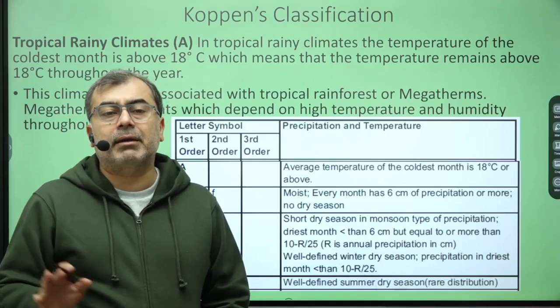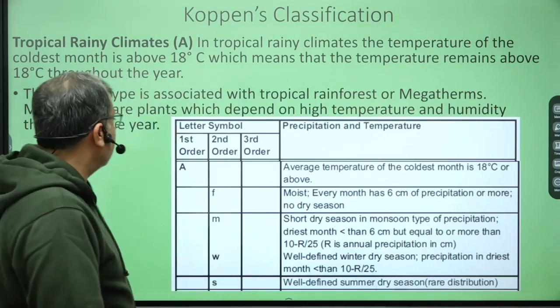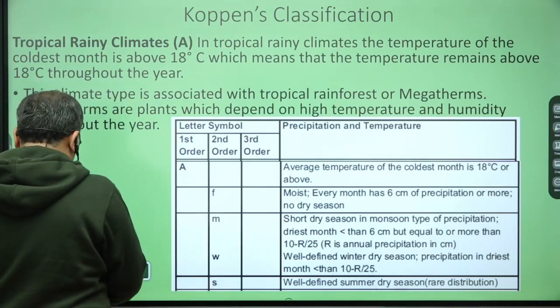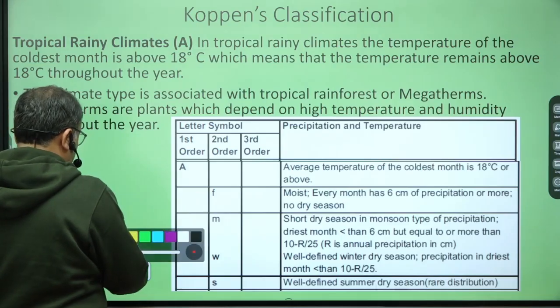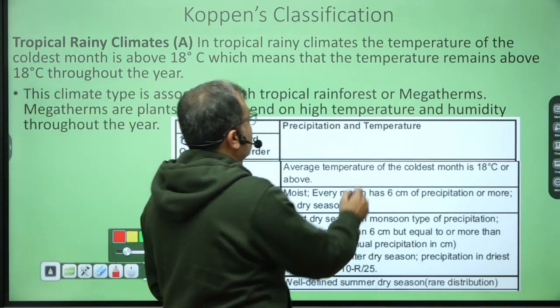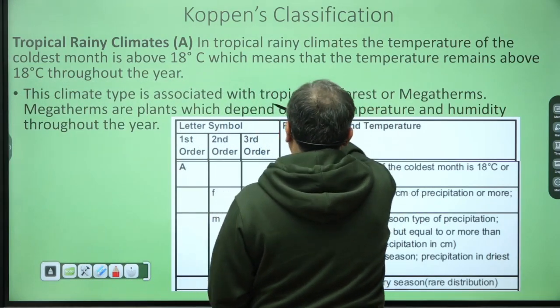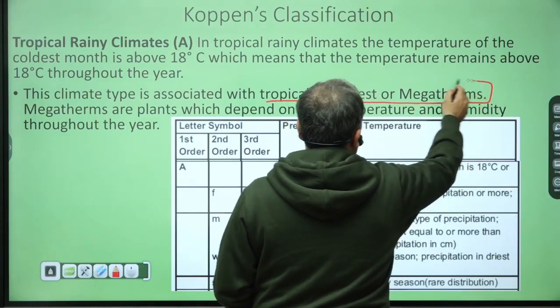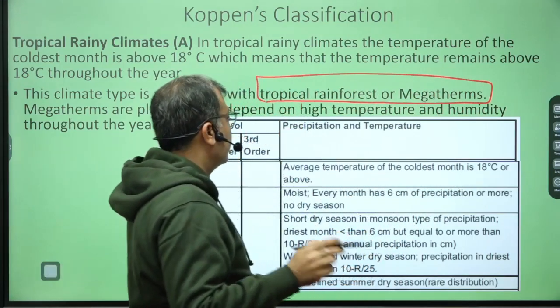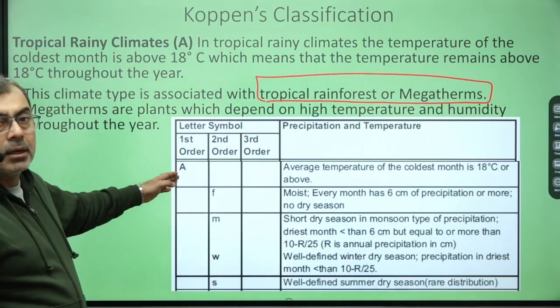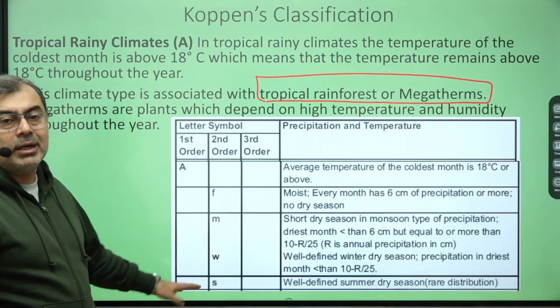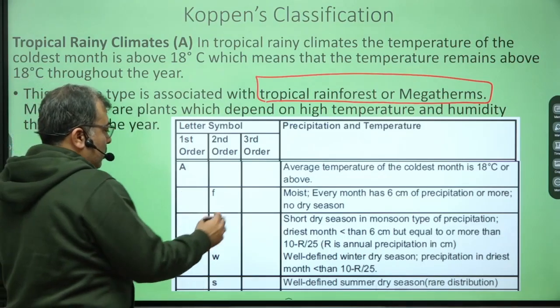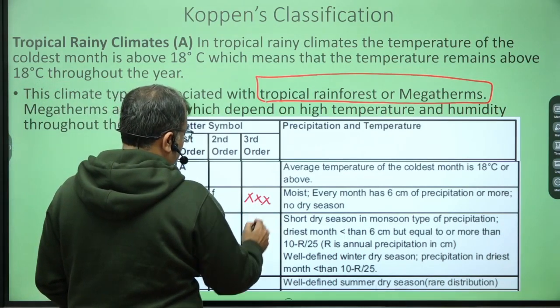Make the table here, this is winterless. Okay? This climate is associated with tropical rainforest. What do we call tropical rainforest? We call it megatherms. This you have already written. Yes or no? A, first order FMWS, and second order, third order, he didn't do anything. Is everyone okay?